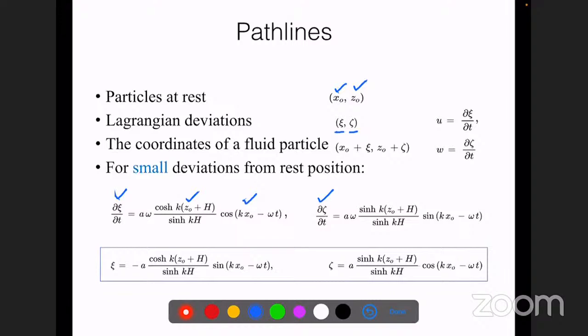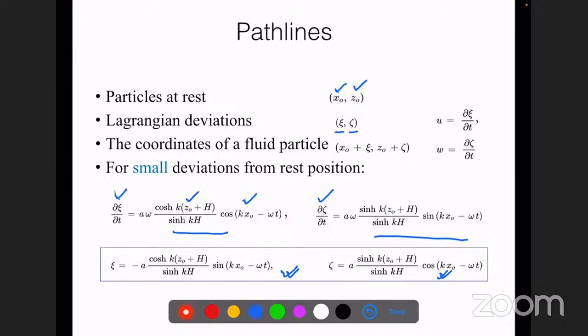If I do that, the equation is nearly trivial in terms of solving it, because the entire right-hand side for both the equations is only a function of time. It's not a function of x and z. So I've done a dramatic reduction by writing the right-hand side in both equations explicitly as a function of time with no dependence on the position. So you can integrate this and you will find expressions for xi and expressions for zeta, the Lagrangian deviations from its initial location.